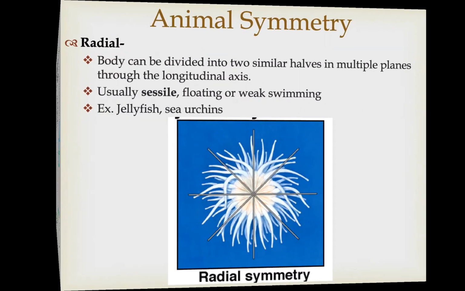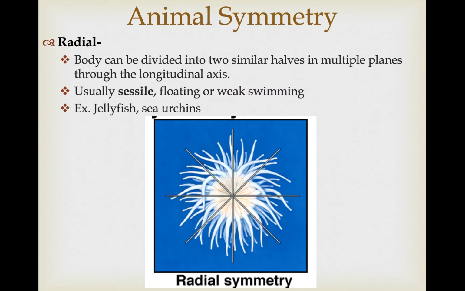Let's now move on to talking about animal symmetry. As animals develop, some of them have different forms of symmetry. Symmetry is associated with how you can split an animal into two mirror images. And some animals, you can do this in a variety of planes. So these are radially symmetrical animals. Their bodies can be divided into two similar halves in multiple planes, as long as you're going through the longitudinal axis. So let's say that you're looking down on a sea anemone. You can cut it down this way, left looks like right. You can cut it down this way, left looks like right, and all the way around this radius. That's why they're called radially symmetrical animals.